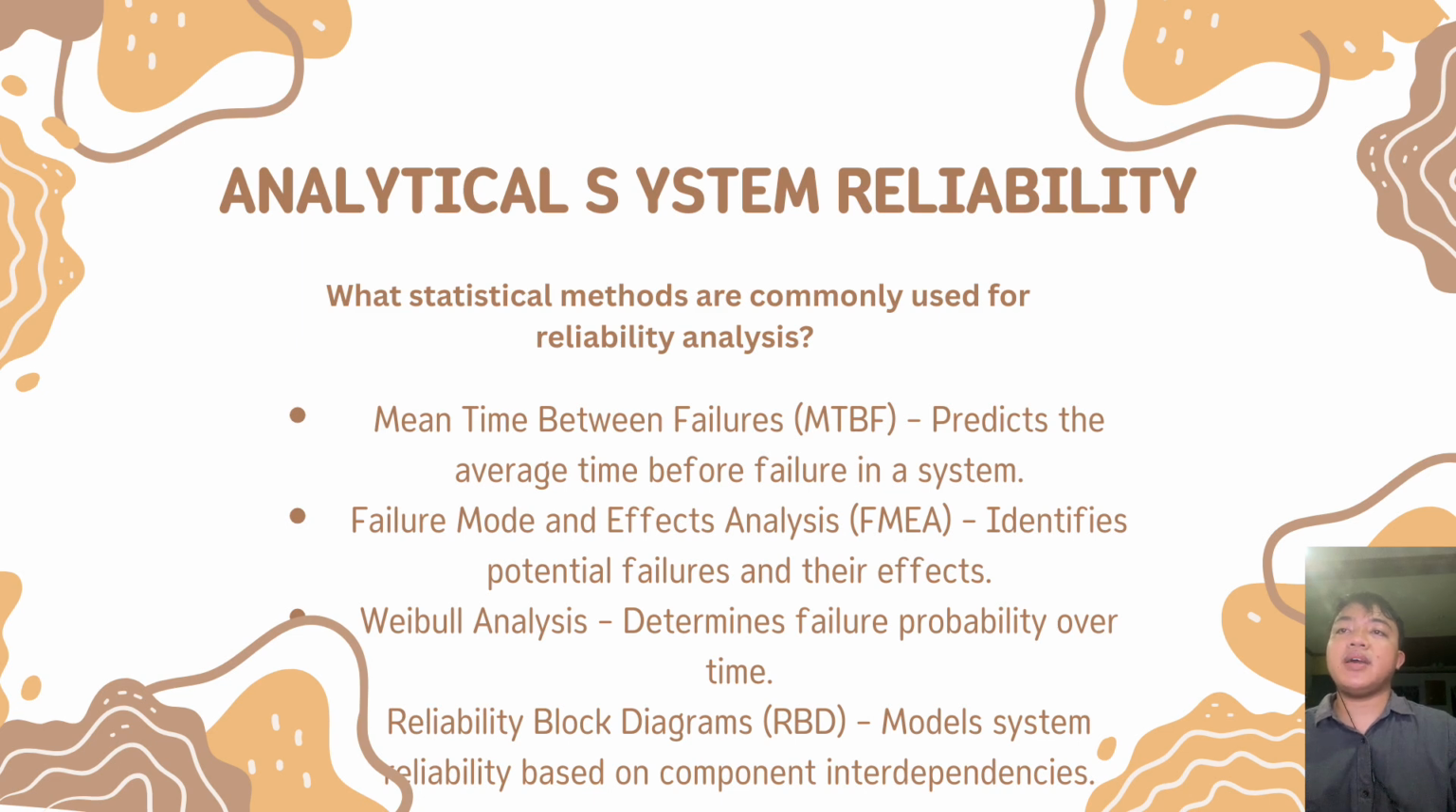First is the mean time between failures. It predicts the average time before failure in a system. Next is the failure mode and effects analysis, which identifies potential failures and their effects. Next is the Weibull analysis, determines failure probability over time. The last one is reliability block diagram. Model systems reliability based on component interdependencies.